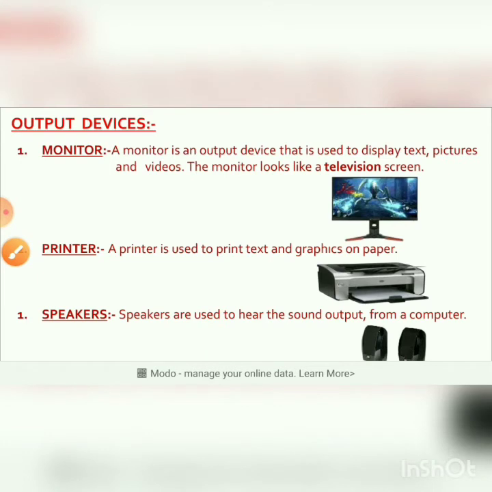Now let's talk about some output devices. So, what are the output devices? Yes, any hardware component that shows you the final result is called an output device. First output device is monitor. A monitor is an output device that is used to display text, pictures and videos. The monitor looks like a television screen.